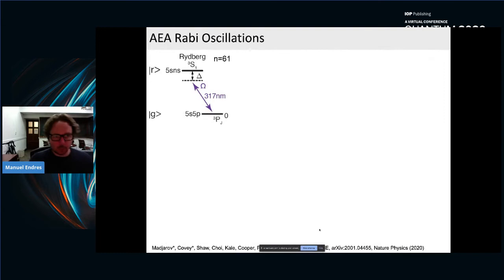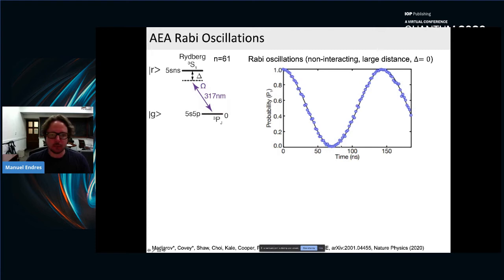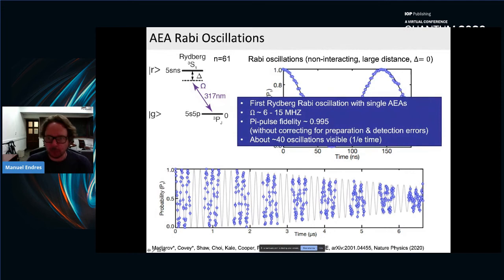So what we did first is essentially rearrange atoms into a spacing where they are non-interacting and just look at plain vanilla Rabi oscillations. So non-interacting at large distances, and the detuning is set to zero. And we see a graph like this. Once you see one, you're basically in G, and zero indicates that you're in R. So you see basically textbook Rabi oscillations on that transition, and this is some sort of the long time limit. I should say these are the first Rydberg Rabi oscillations that have been observed with alkaline earth atoms.